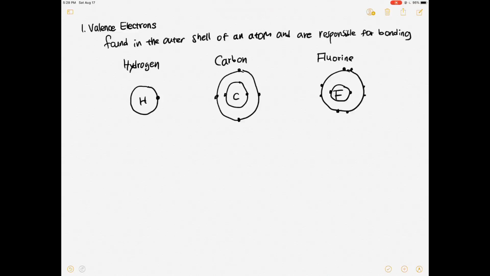So this is the first shell, and this is the second shell, right? Now, feel free to pause the video and give me the number of valence electrons for each atom: hydrogen, carbon, and fluorine.